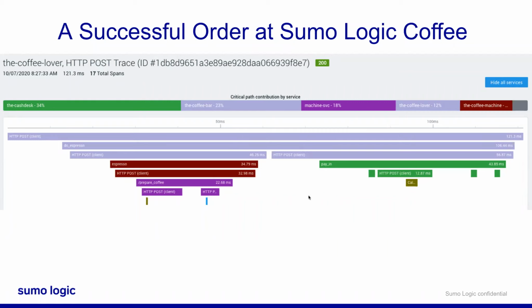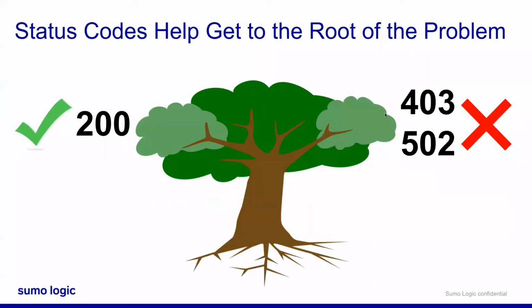Now what I want to do is start to dig into these traces. As I mentioned, a status code of 200 is a successful transaction. But what I want to look at is unsuccessful transactions and start to determine why they were unsuccessful. And I want your help in doing that.